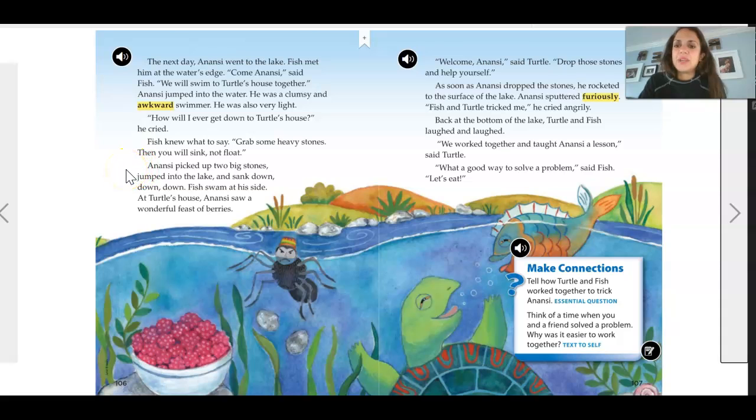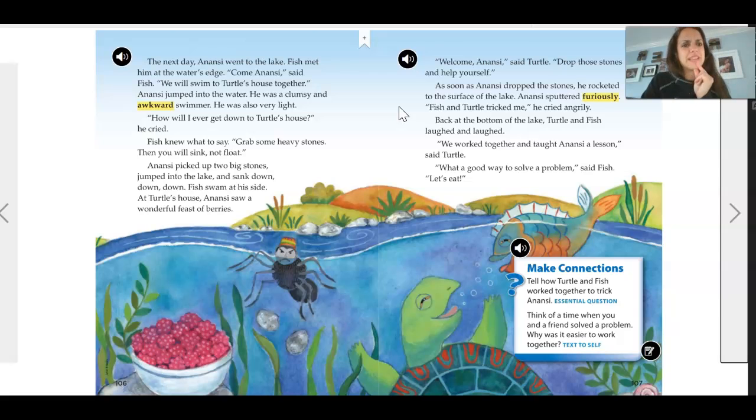Anansi picked up two big stones, jumped into the lake, and sank down, down. Fish swam at his side. At Turtle's house, Anansi saw a wonderful feast of berries. "Welcome, Anansi," said Turtle. "Drop those stones and help yourself."